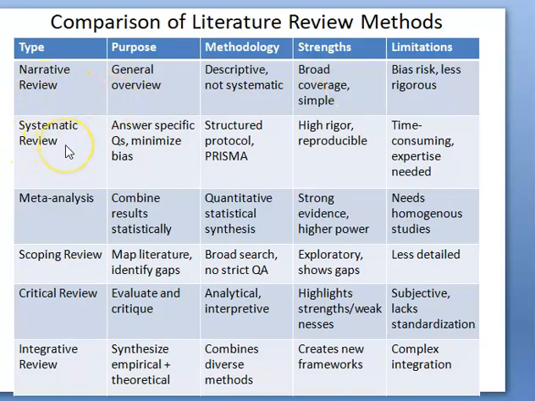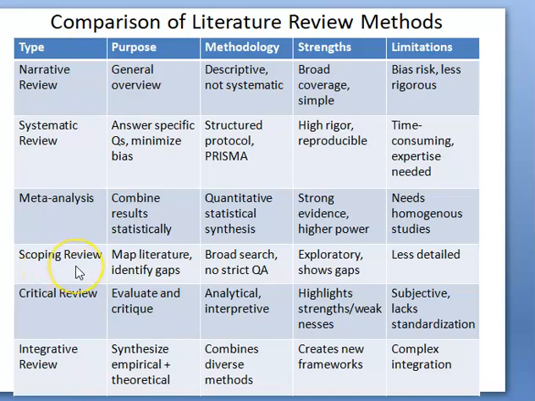There is a bias in this particular type of study. Then we have systematic review. It tries to answer particular research questions. It is structured, for example PRISMA. Then it is reproducible in nature, time consuming and expertise is required. Then we have meta-analysis review, which tries to combine the systematic review with statistical results, and it is quantitative based. It has a high power, strong evidence, and it needs homogeneous studies for comparison.